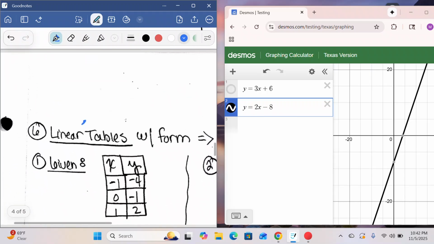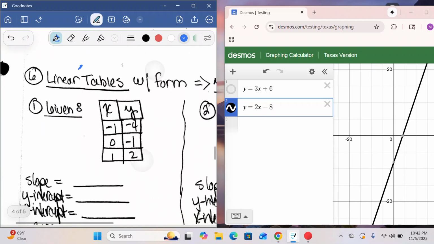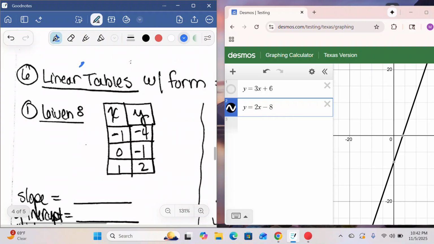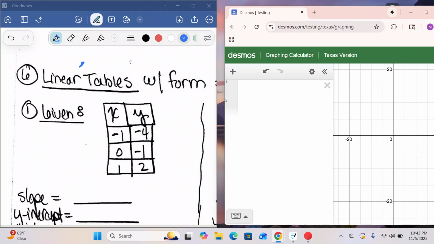Now, let's say I'm given a linear table with x and y values. I'm given ordered pairs: x is -1, y is -4; x is 0, y is -1; and x is 1, y is 2. I'm given a table. How do I input the table? So I'm going to get rid of that one, and that one. Now I'm going to show you how to do tables.